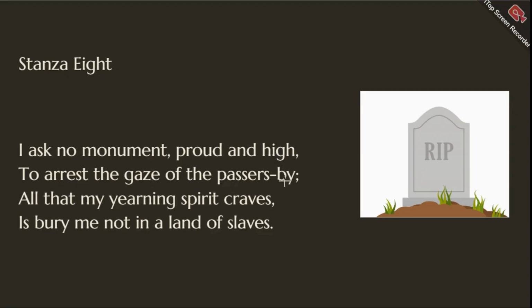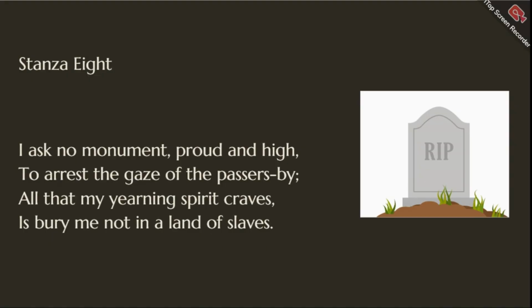So, here she doesn't want to be famous. All she truly desires is to be buried in a place that is not filled with slaves. Here, the last line, bury me not in a land of slaves, emphasizes her deep hatred for slavery and places where it exists. That shows her wish for a world without oppression.